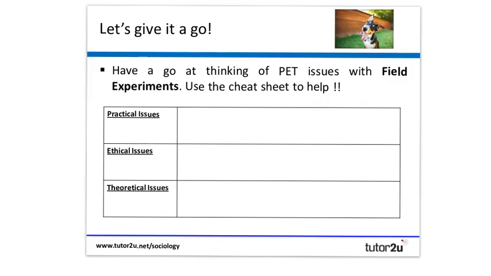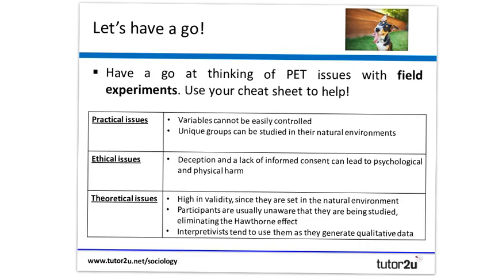So let's have a look at what we can use from the cheat sheet to use as practical, ethical and theoretical issues. Now, the first practical issue that does emerge is variables cannot be easily controlled for. Now, this is a result of it being in a natural setting, so there might be something else that is emerging within the environment that is actually influencing the overall behaviour of the group, of which you might not even be aware. Unique groups can be studied in their natural environments. This is fantastic. So this means things like the Hawthorne effect and experimenter effects would be lessened or dampened by the influence or the effect of that particular natural environment.